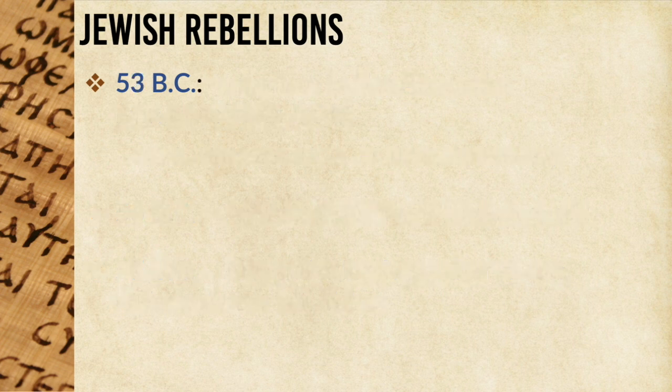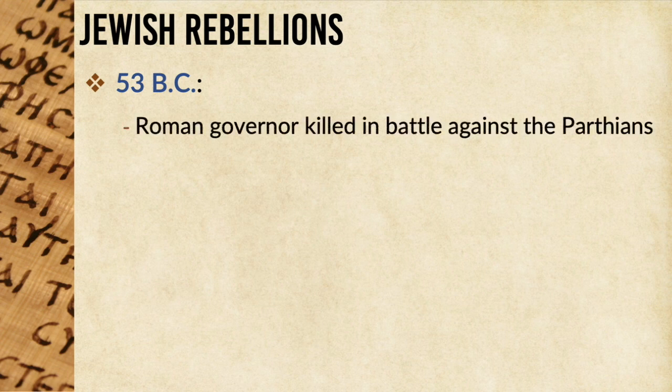Then in 53 BC, we get yet another rebellion. In this particular case, the Roman governor of Judea is killed in battle against the Parthians. Out to the east of the Roman Empire, there were the Parthians, and the Romans had a long-lasting struggle with the Parthians. So in 53 BC, this Roman governor is leading an army out there. He's killed in battle. What results from that is that a fellow named Pythilaus leads a rebellion against Rome. After all, the governor's dead. Maybe we've got a shot here at doing something with this.